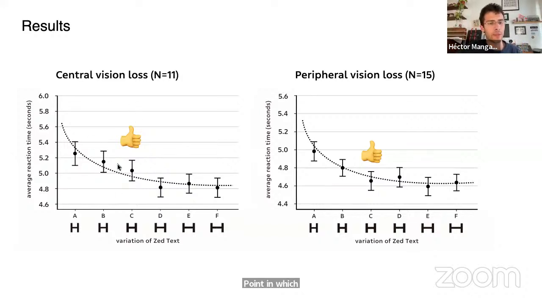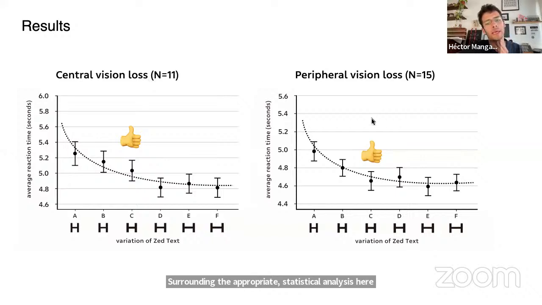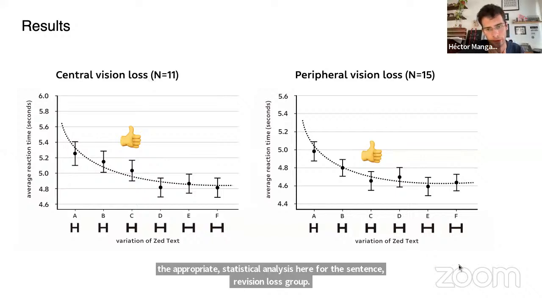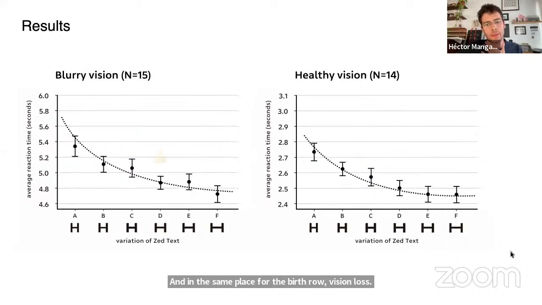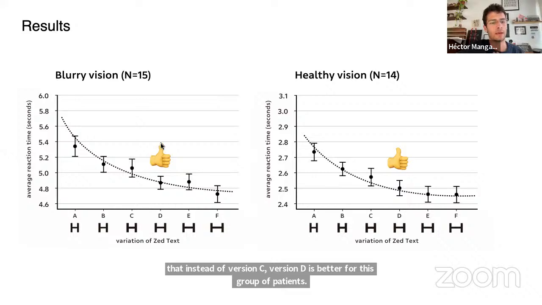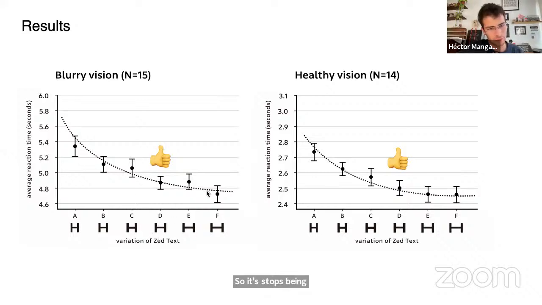And we found this place to be, after running the appropriate statistical analysis here for the central vision loss group, and in the same place for the peripheral vision loss group. Sample sizes were 11 and 15 people. When we look at the results from blurry vision, we see that instead of version C, version D is better for this group of patients. So it stops being beneficial for them after this. So these 2 versions do not show any advantage, and the same would go for healthy vision.